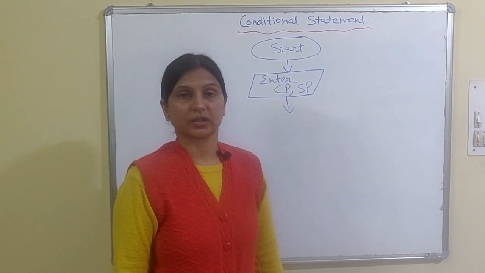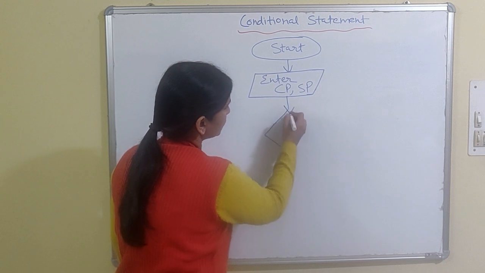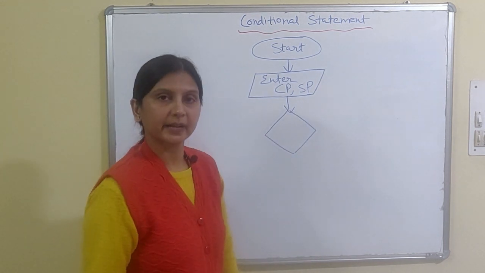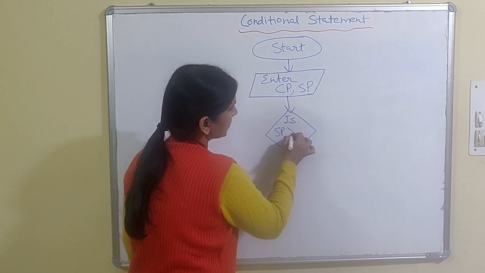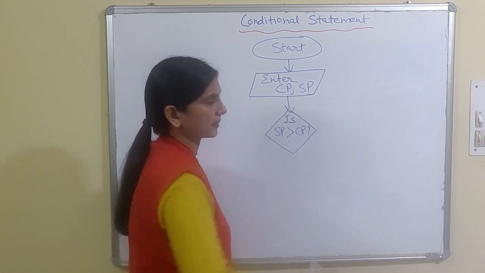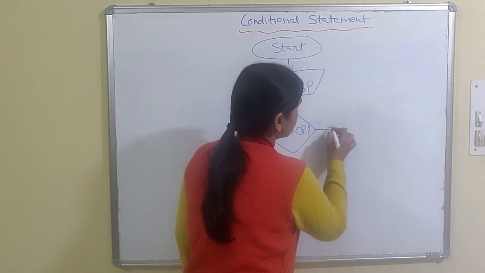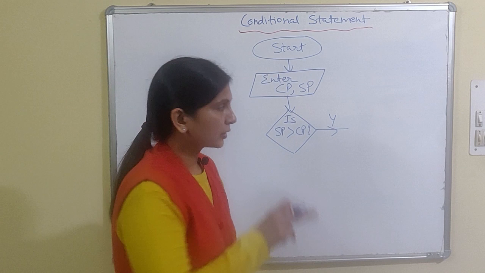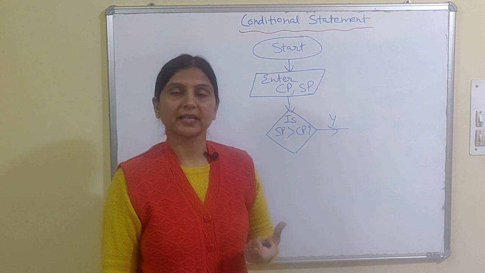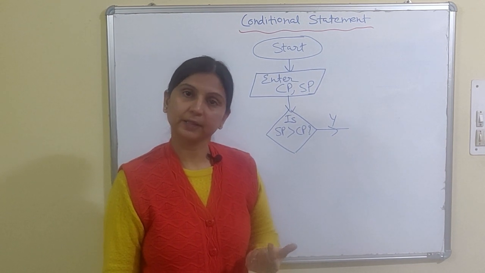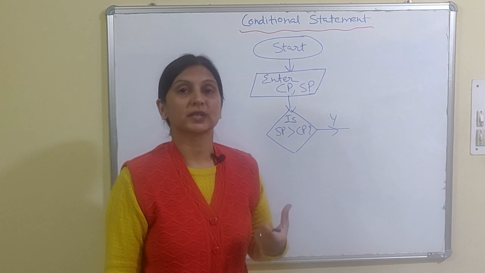Then we will apply the condition. So what is the condition? Condition is, first for condition we will use decision box, diamond shape, and the condition is SP greater than CP question mark. Is SP greater than CP question mark? If it is true, it will go to the yes. If it is true, if selling price is greater than cost price, then we have to calculate profit and profit percent. And to calculate something, which box we will use? Process box.